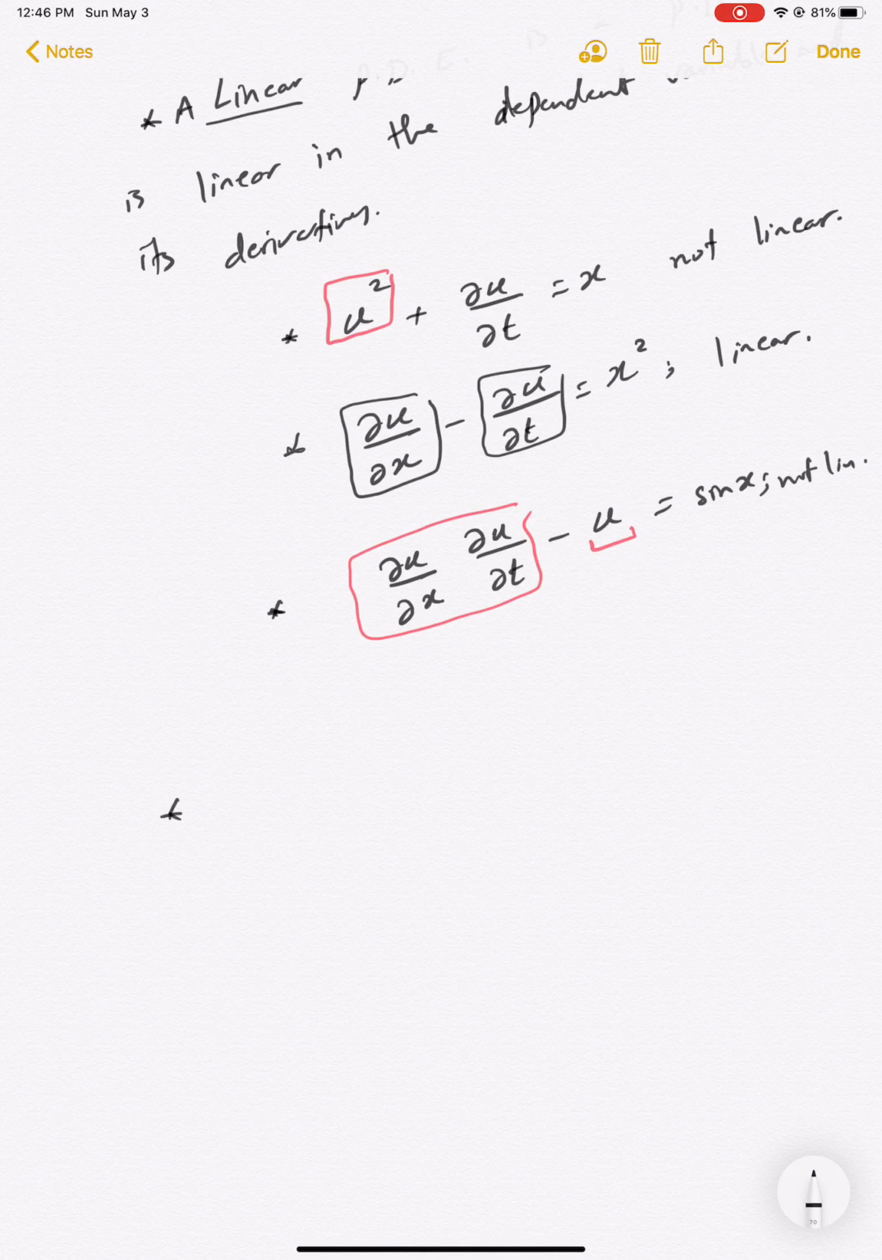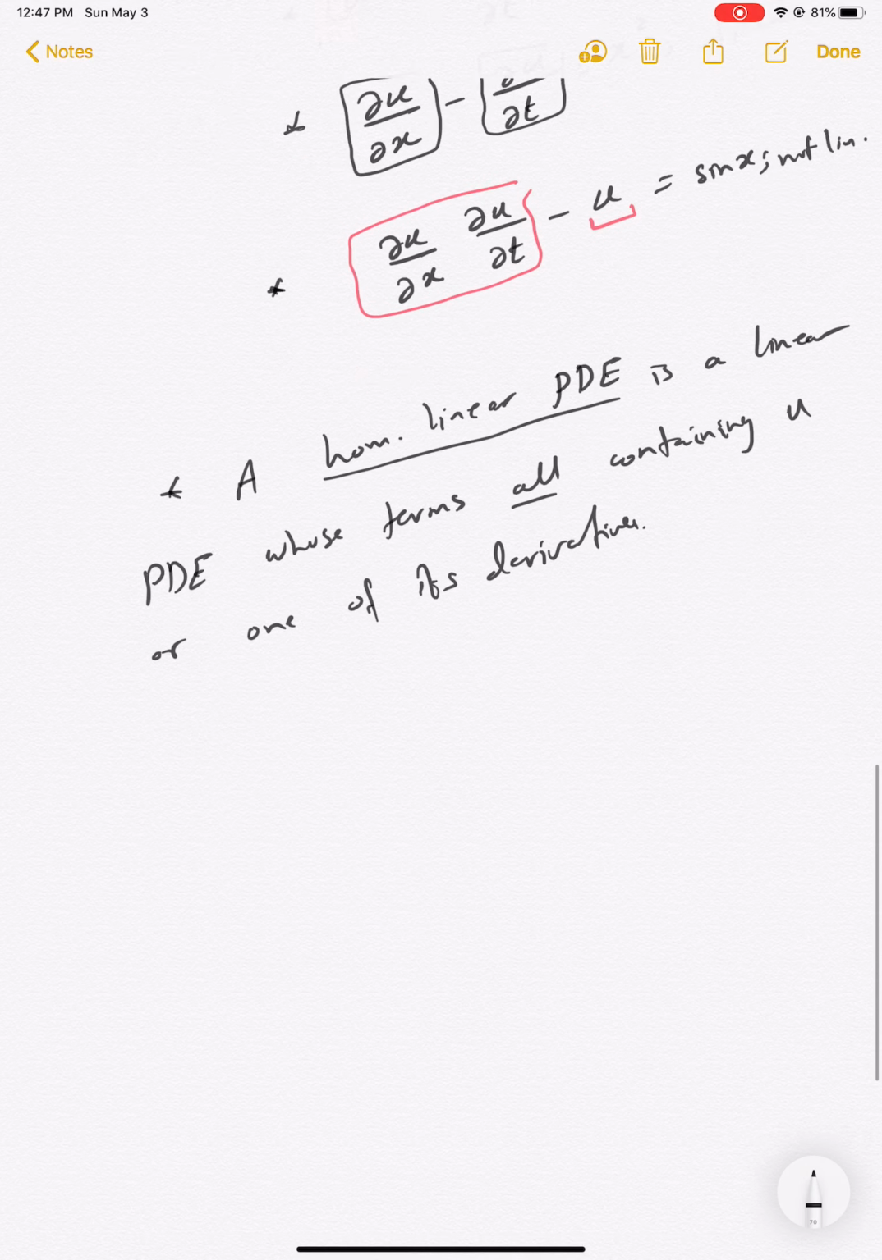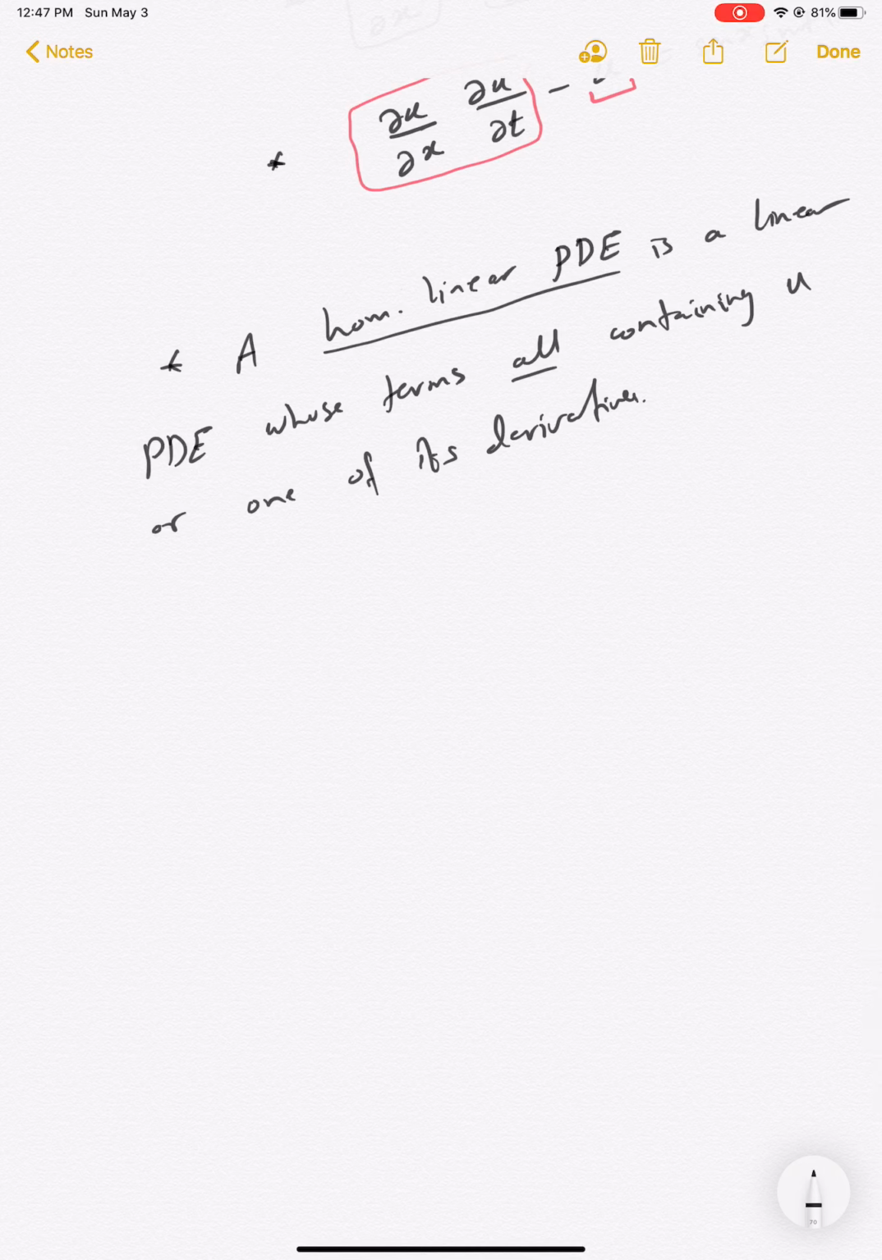Then the other concept that's common in dealing with differential and partial differential equations is homogeneous. So what do we mean by a homogeneous partial differential equation? It is exactly like a homogeneous ordinary differential equation. Usually when we talk about homogeneous differential equations, we talk about homogeneous and linear at the same time. So homogeneity is related to linear equations. So a homogeneous linear partial differential equation is in fact a linear PDE whose terms all contain u or one of its derivatives. Of course, by u I mean the dependent variable. So what do we mean by the terms? They all have u or one of the derivatives.